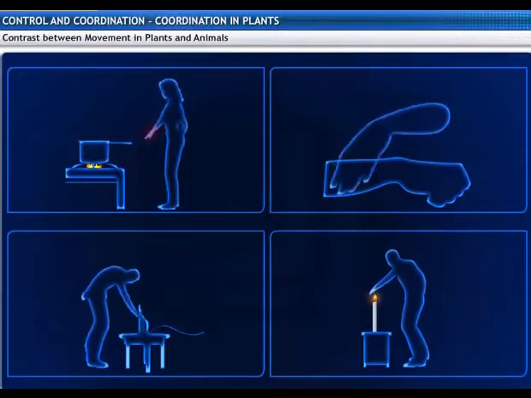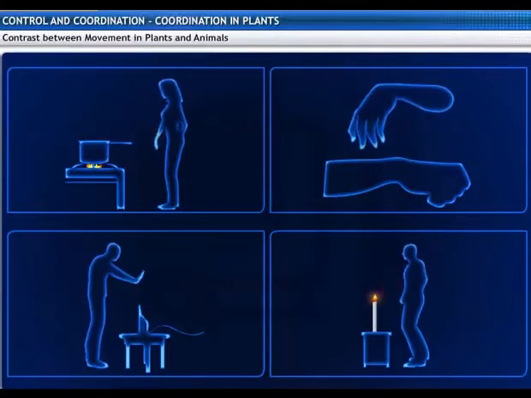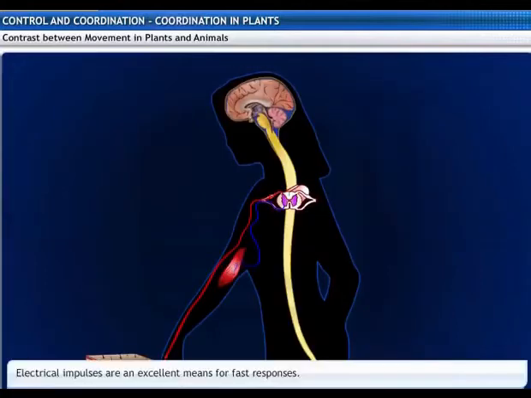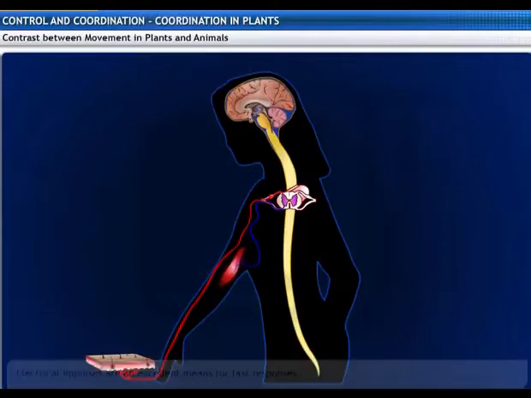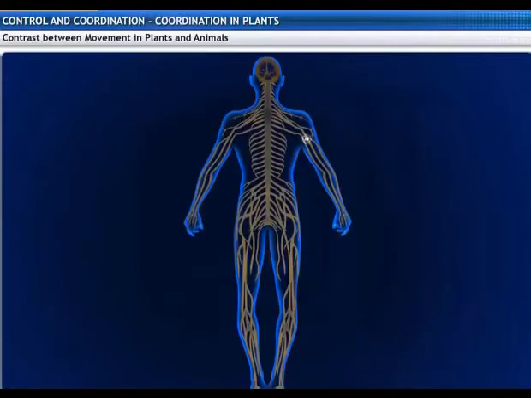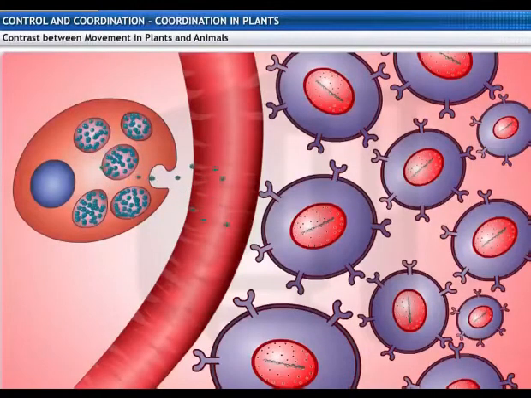For fast responses, the information transfer has to be quick. Electrical impulses are an excellent means for that. But electrical impulses reach only those cells that are connected by nervous tissue and not every cell in an animal body. Cells also cannot continually create and transmit electrical impulses. Instead, chemical communication is used.